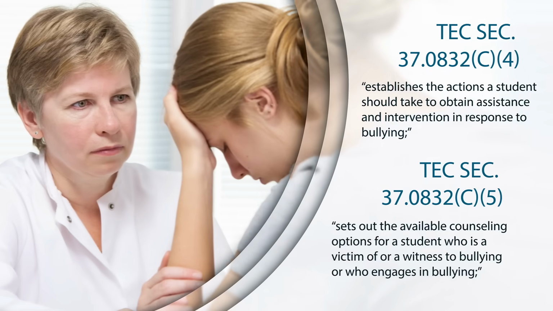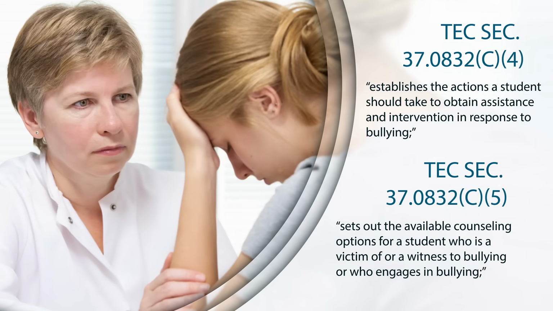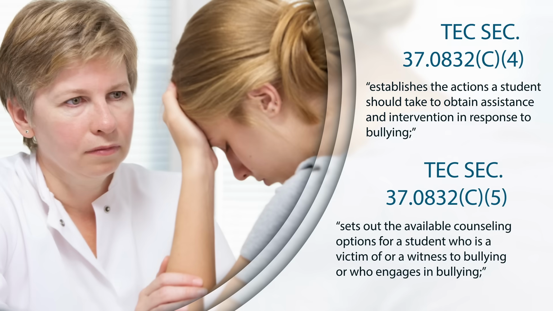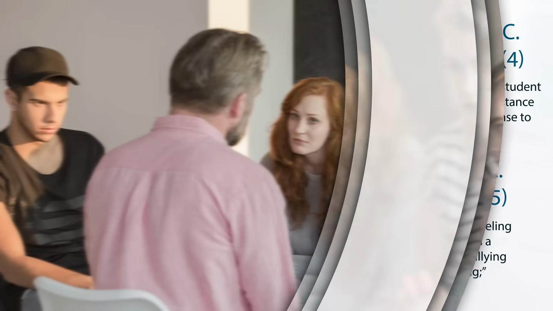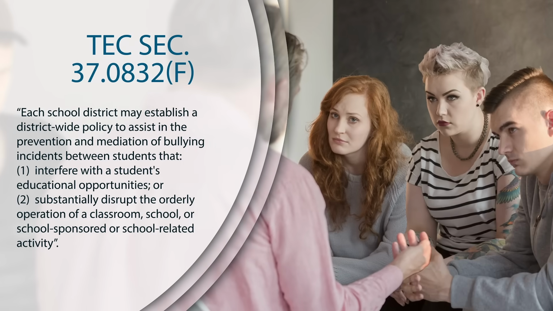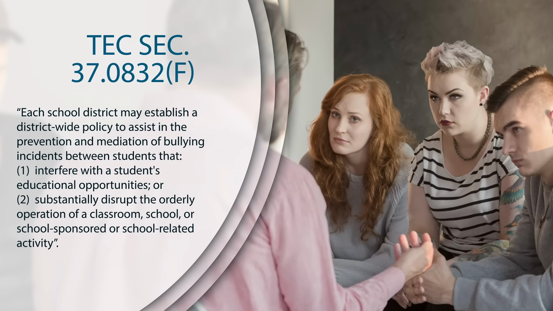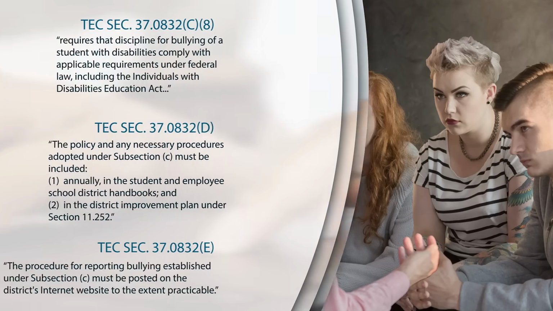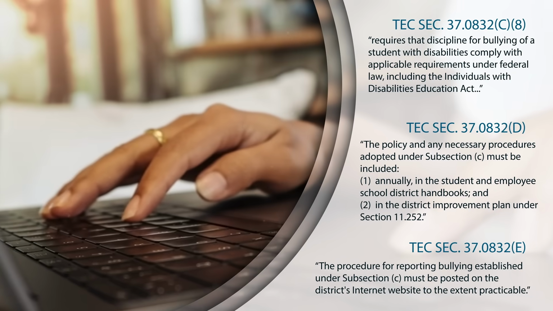Schools must establish actions students should take to get help concerning bullying. This includes establishing counseling options for victims and bullies. The school may establish a policy for assisting in the prevention of bullying and mediation of bullying incidents between students. The disciplinary response to bullying of a student with disabilities must comply with federal law.